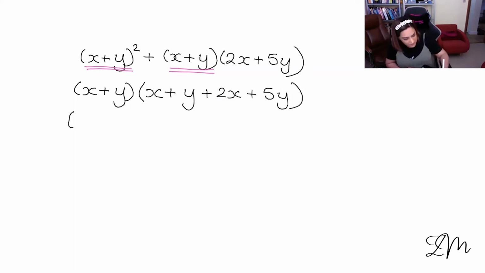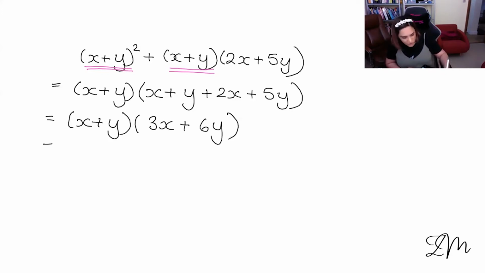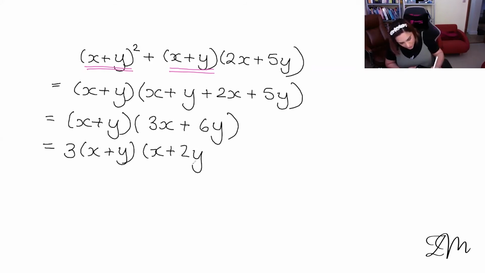I'm then able to simplify that. So x plus y, and in here, I'm going to get x plus 2x to give me 3x, and y plus 5y to give me 6y. And now maybe you notice that you can take another factor outside. You can actually take the 3 outside, and you're going to get 3(x plus y)(x plus 2y).